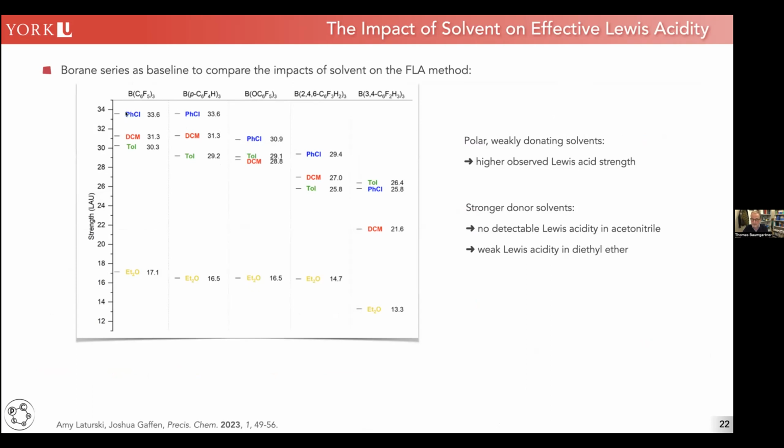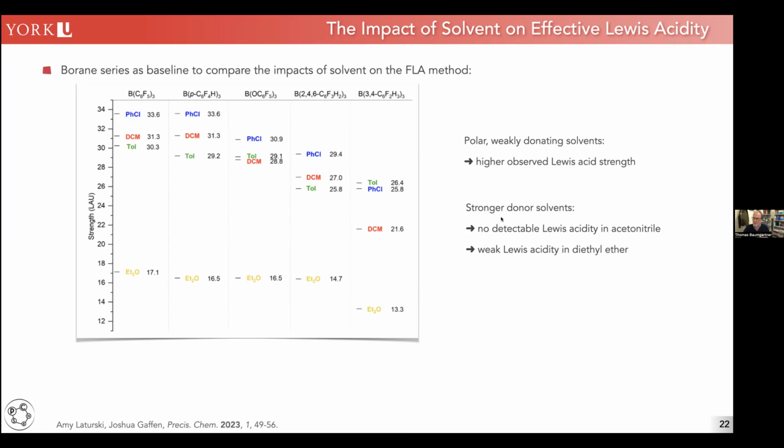And here, chlorobenzene actually enhances the Lewis acidity over toluene, because this is a polar solvent that can increase or stabilize a delta plus at the boron and a delta minus at the substituent. So ultimately, we can enhance the Lewis acidity if you have weakly donating solvents.